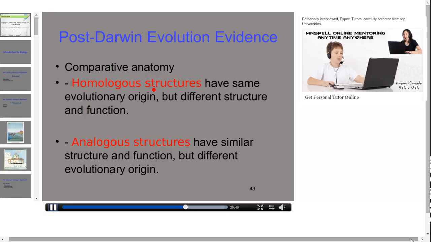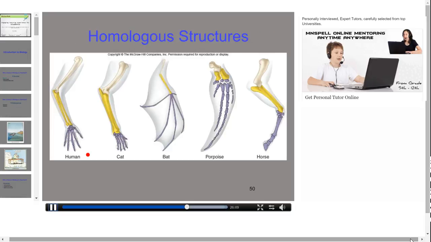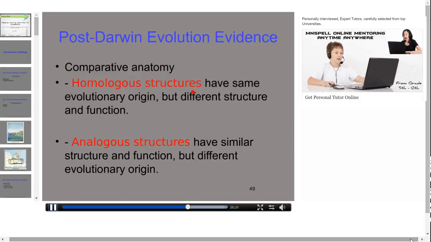We had the homologous structures. I hope you might have heard about them. They have the same evolutionary origin, but different structure and function. Like in analogous structures, they have similar structure and function, but different evolutionary origin. Some examples come from comparative anatomical studies pertaining to evolutionary evidence. A human, a cat, a porpoise, a horse are a few examples of homologous structures. So here we saw that homologous structures have the same evolutionary origin, but different structure and function.